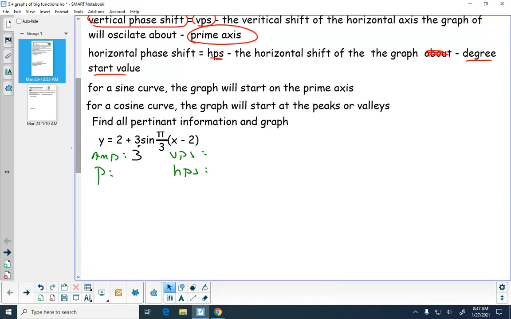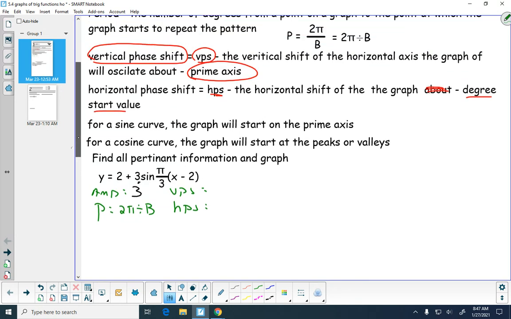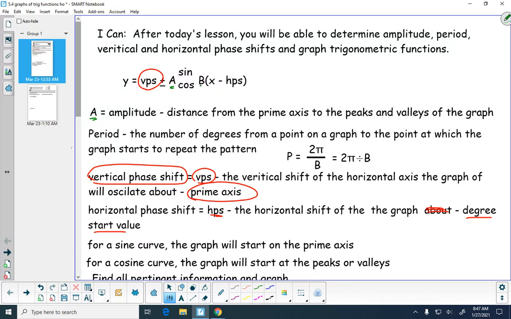The period is calculated by 360 or 2 pi divided by b. Our b value, we take a look at our equation. What is the b value, Noah? Where's the b value? Here's our b value here.